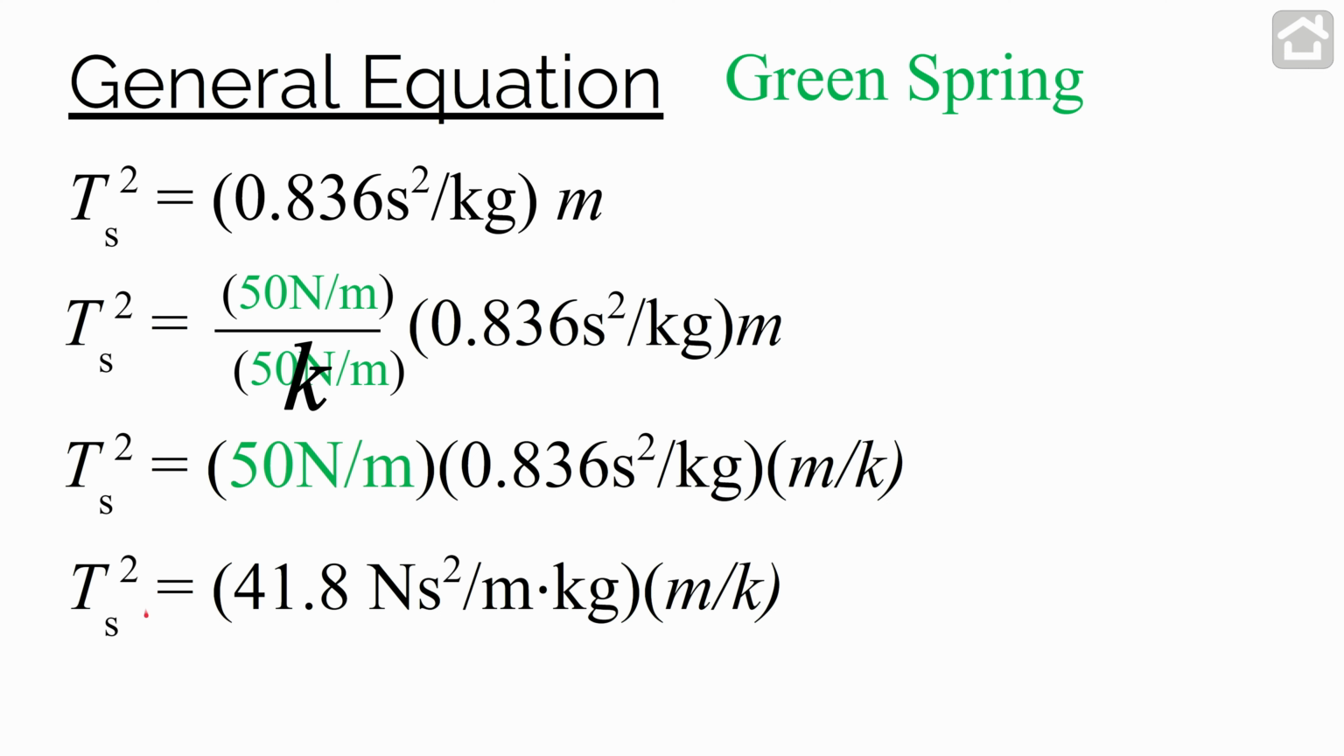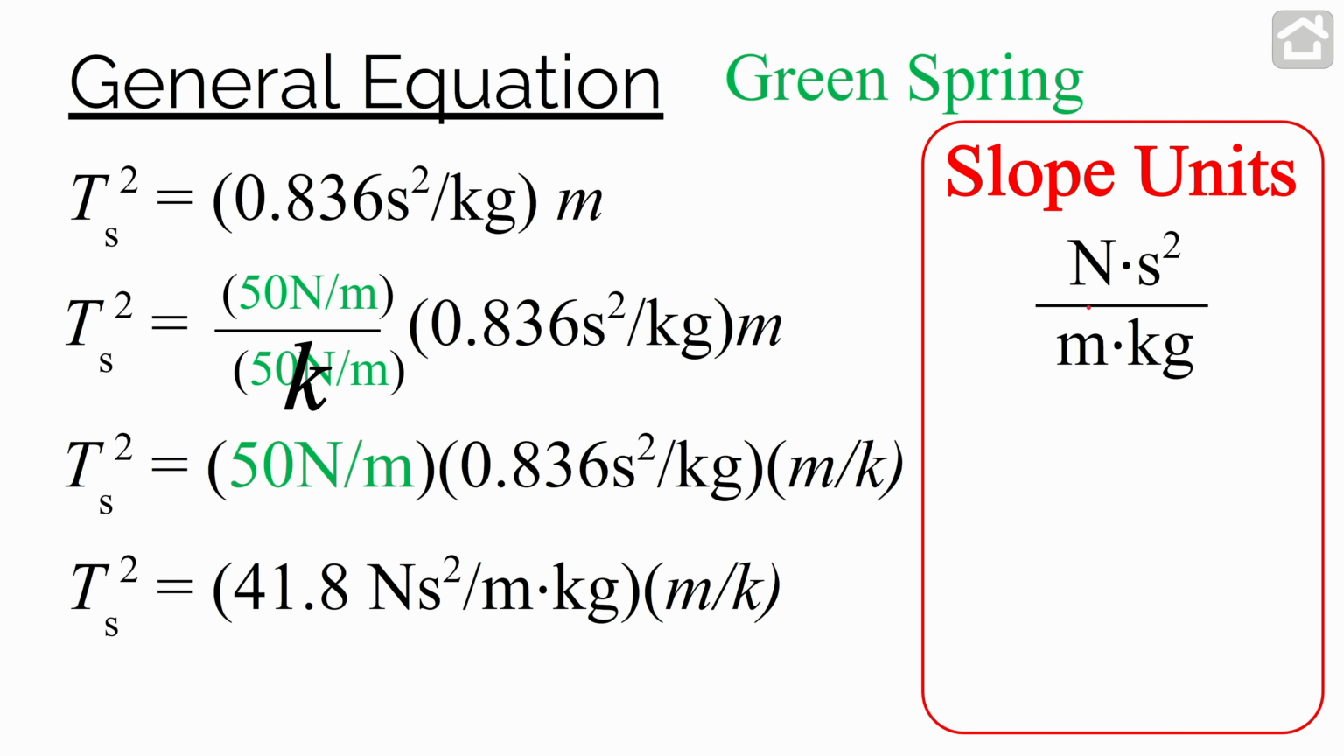So we now have an equation that says period squared is equal to something times the mass of the spring mass system divided by its spring constant. And we need to figure out what that something is. Well, the units are often a clue, so let's see if we can simplify these units to help us figure out the identity of what this value is, or what it represents.